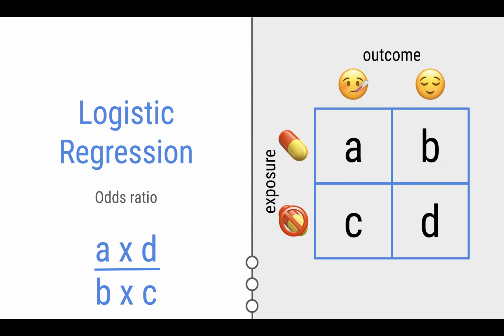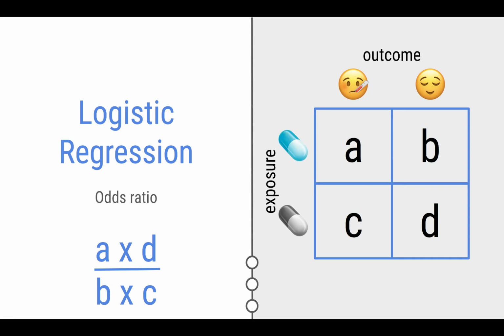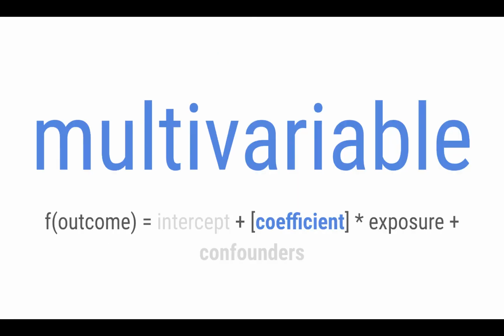For this, we're assuming that there are just two categories of exposure, exposed or unexposed. But it's possible to have many categories, similar to what we talked about in the linear regression case. Again, the researcher is just going to choose that referent category, and they're going to compare all the other exposures to that category.